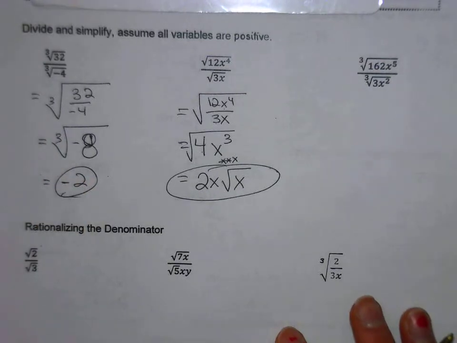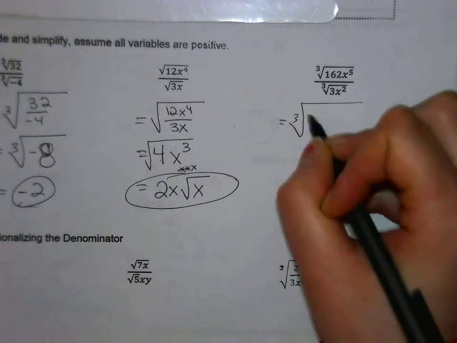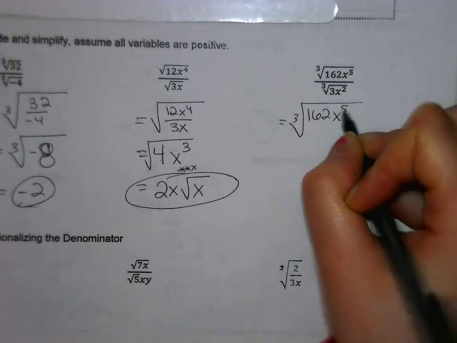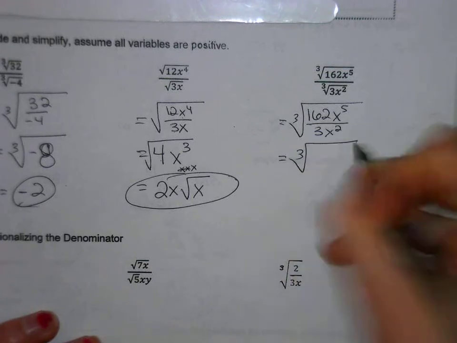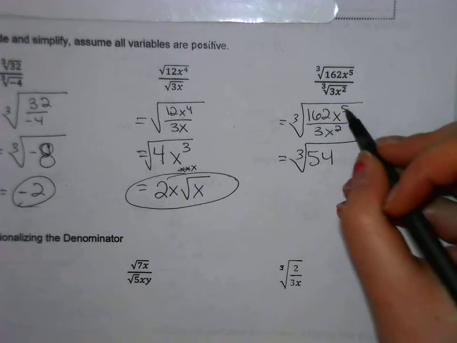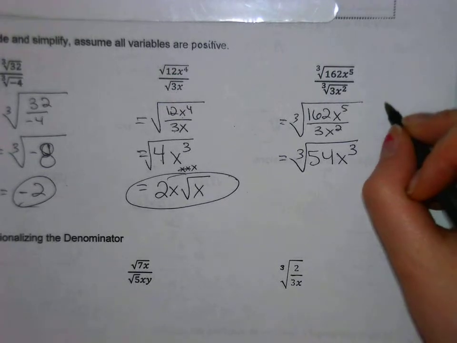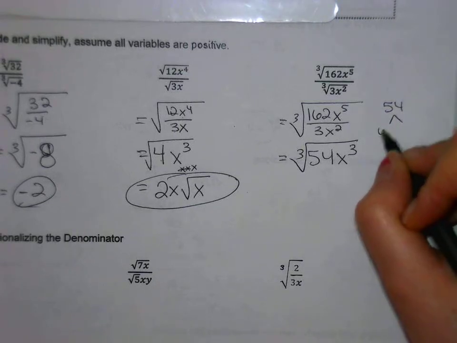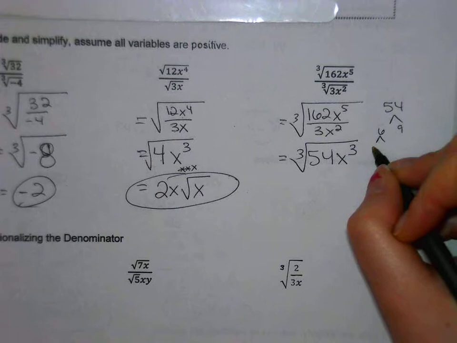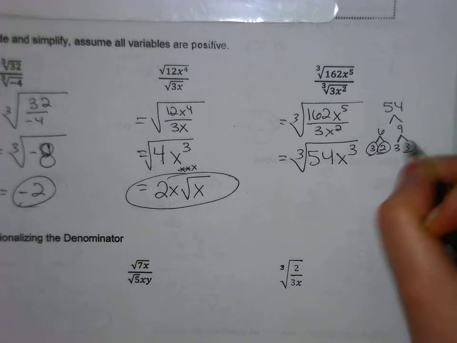And let's look at the last example for today. Rewrite this, so we have the cube root of 162x to the 5th divided by 3x squared. 162 divided by 3 is the cube root of 54. X to the 5th divided by x squared becomes x to the 3rd. Let's factor out 54. 54 can become 6 times 9. 6 becomes 3 and 2, which are both prime. 9 becomes 3 and 3.